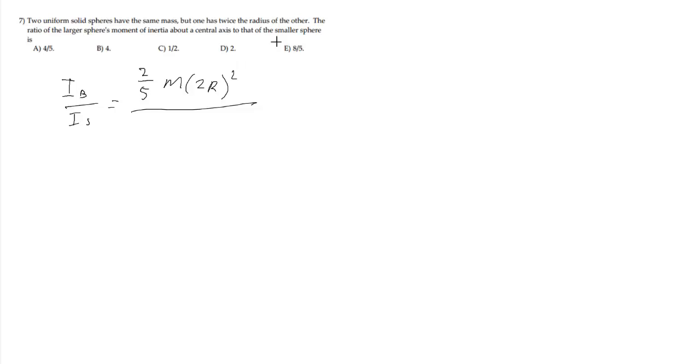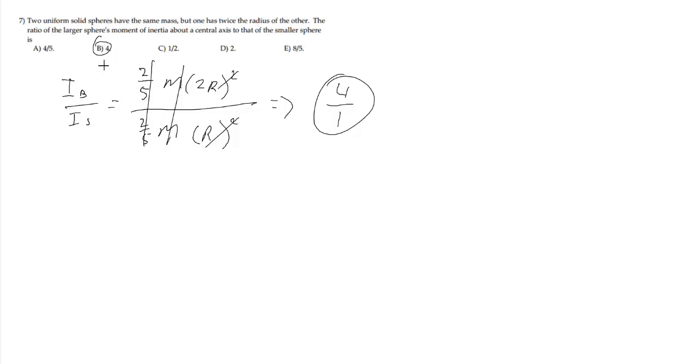And here we will have the ratio of the larger sphere's moment of inertia to the smaller. So we have the smaller one, it's going to have the same setup, same mass, only this time it is just r squared. Canceling out, the 2/5 go away, the m's go away, the r squareds go away, and all we're left with is 4/1. So the correct answer is B.